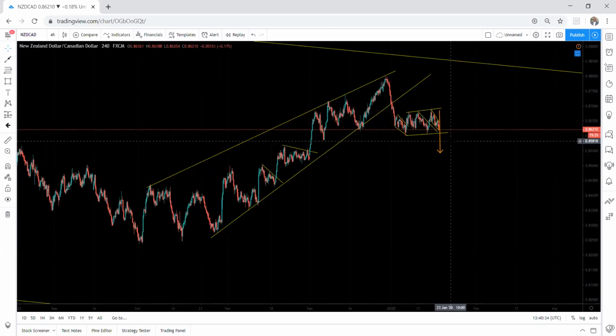Set stop 0.8590. 20 or 30 pips stop loss.